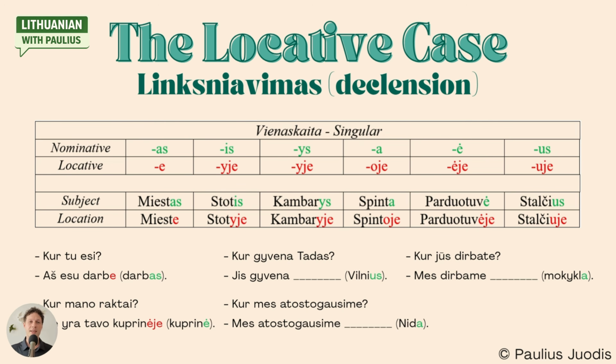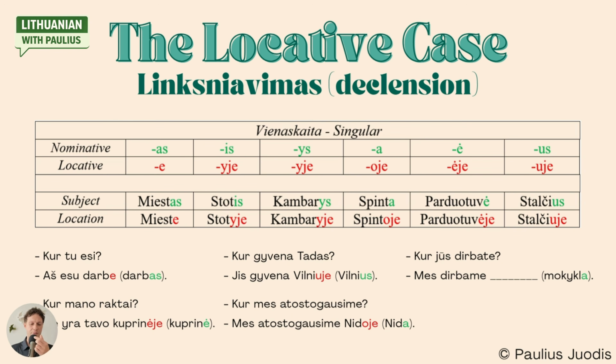The next question is: kur gyvena Tadas? Where does Tadas live? The answer is: jis gyvena Vilniuje. He lives in Vilnius. The next question is: kur mes atostogausime? Where will we go on vacation? Mes atostogausime Nidoje. We'll go for a vacation in Nida.